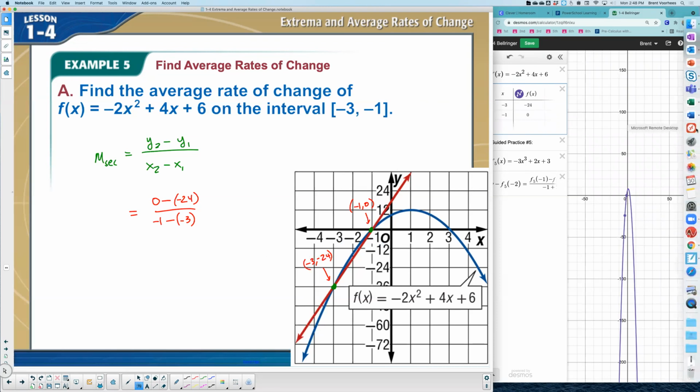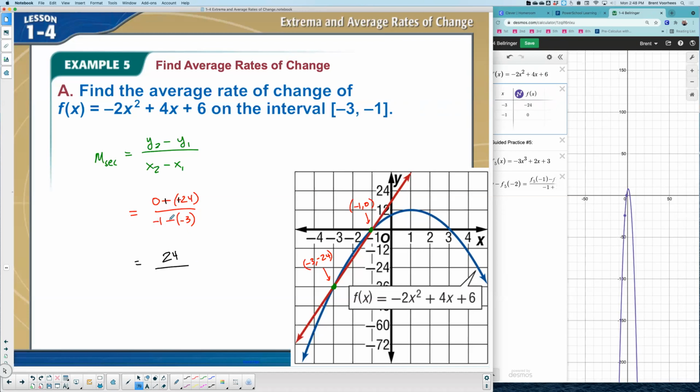So now we just simplify using our math. 0 minus a negative number goes positive. What's 0 plus 24? 24. And then minus a negative number again goes positive. What's -1 plus 3? 2. 24 divided by 2 is 12. So the average slope is 12 units. So even though it's a curve and the slope is changing, the average slope between those 2 points is going up 12 units for every 1 unit to the right.